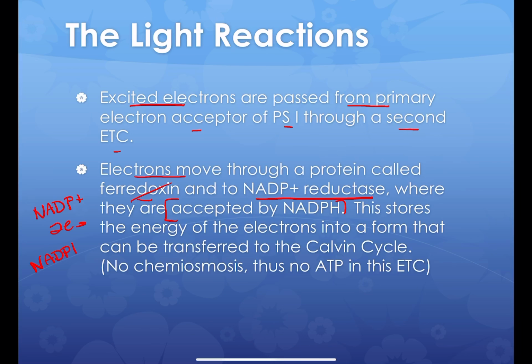You may really wish to reword that because they're really accepted by NADP plus to make NADPH. I think you all understand that concept. That may be worded a little funny. But they're really accepted by NADP plus to make NADPH, if you want to clarify that in your notes. Okay, so this is storing the energy into a form that can be transferred to the Calvin cycle. Okay, and again, this part's important. No ATP is generated in that second round of the electron transport chain. Okay, no ATP generated there.